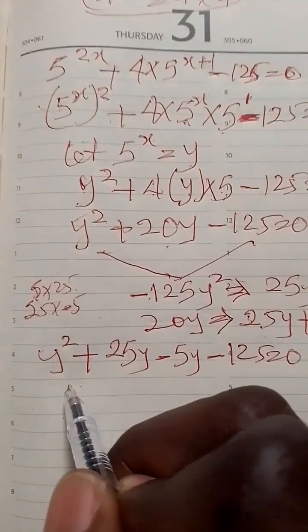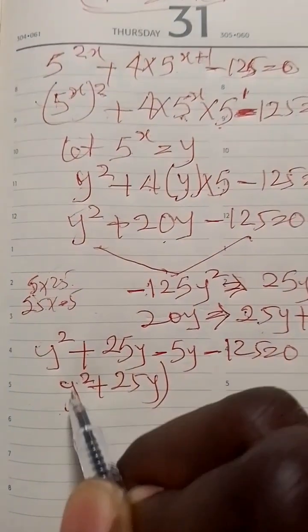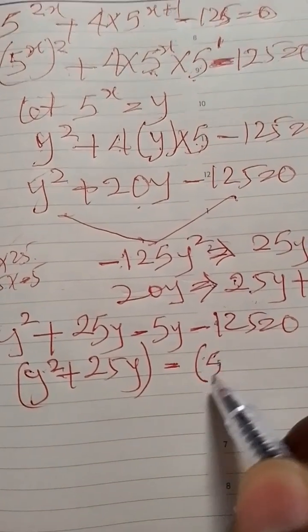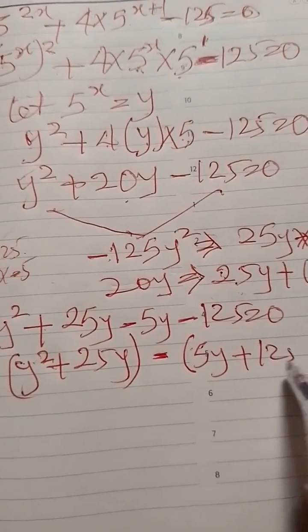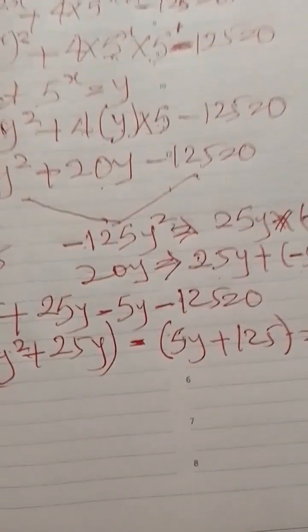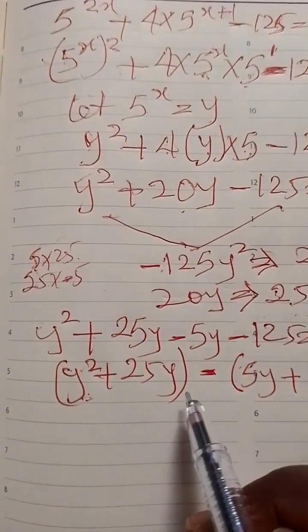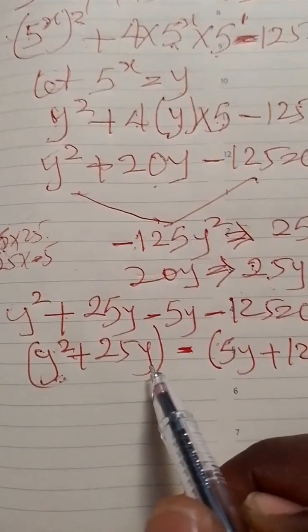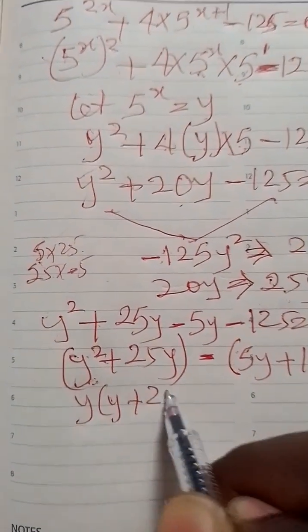Okay? Now, we can write this again to be y squared plus 25y in brackets. Is that clear? Then minus, open bracket 5y, minus times minus is plus 125, close bracket, equal to 0. Now, if you look at this, something is common here. There is y here, there is y here. Although this one is y square, we can remove 1 from here, remaining 1. Remove this y totally out. So that will be y into y plus 25.